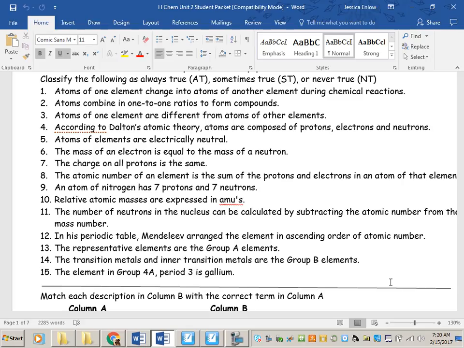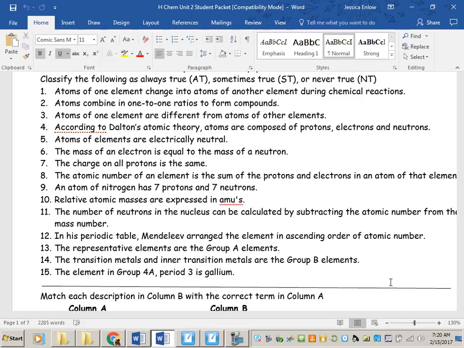10, relative atomic masses are expressed in AMUs. Give me what you got. This one actually is always true, because atomic mass is in atomic mass units, AMU. We will eventually start talking about grams per mole, but right now we're just talking about atomic mass units. 11, the number of neutrons in the nucleus can be calculated by subtracting the atomic number from the mass number. Always true. If you have the mass number, you're good to go.